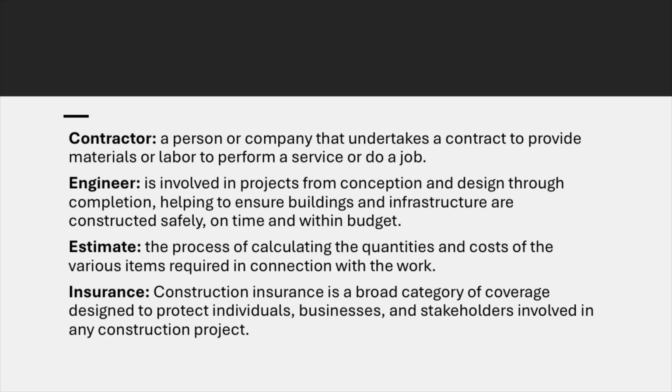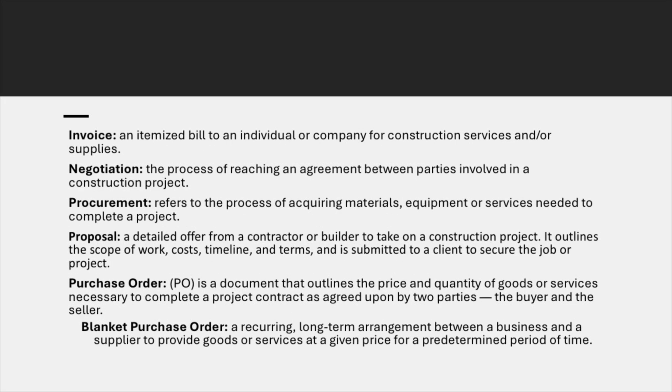The invoice is an itemized bill stating the work that has been done or the supplies that have been bought. Negotiation is simply the process of reaching an agreement. Procurement is the obtaining of equipment, labor, or materials needed for a project. A proposal is a detailed offer from a contractor or builder to take on a construction project. A purchase order is a document that allows the buyer and seller to agree on a list of goods and services to provide, and for what cost.